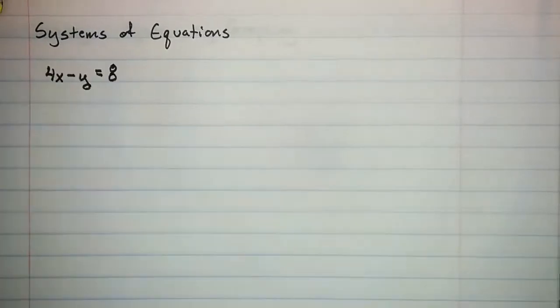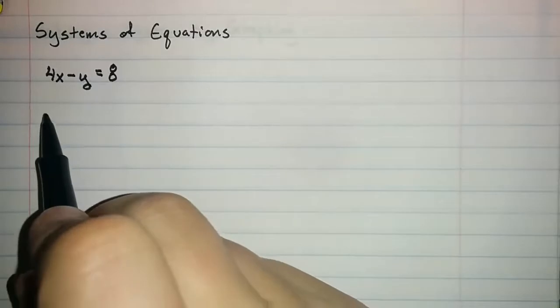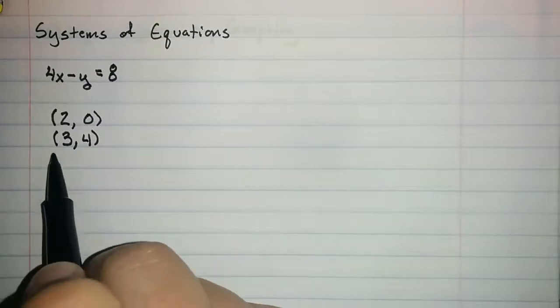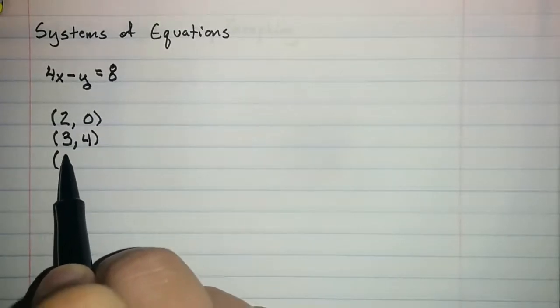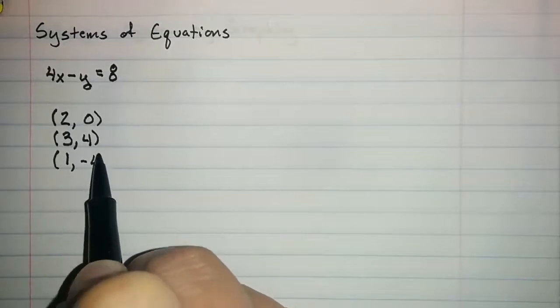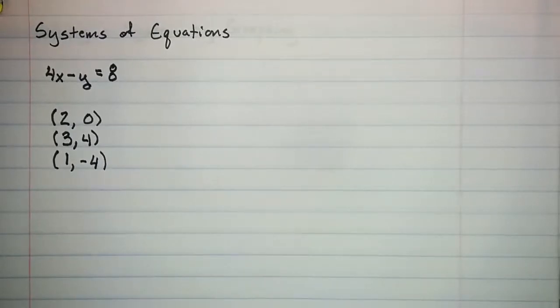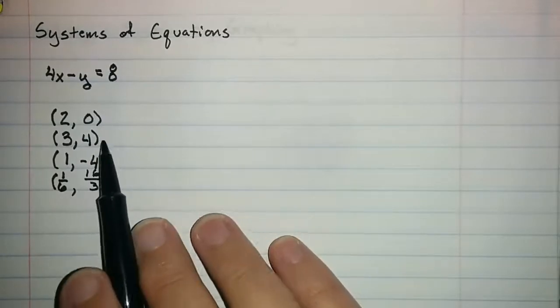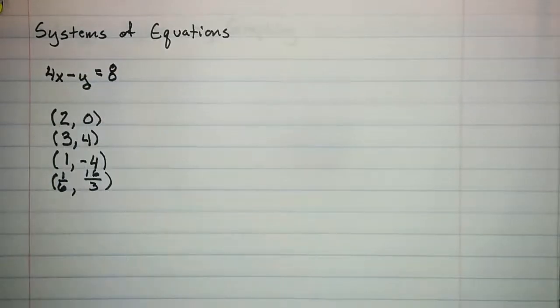So we've seen that a linear equation in two variables describes a relationship between two values, x and y. For example, the equation 4x minus y equals 8 works for the xy pair (2, 0), for the xy pair (3, 4), for the xy pair (1, -4), also for some unpleasant pairs like (1/6, 16/3). You can check this last one with a calculator if you'd like. There are lots and lots of xy pairs that satisfy this equation.